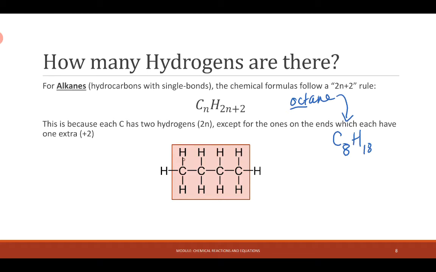This is because all of the carbons have 2 hydrogens bonded to them, except for the ones on the end, which have an extra. And so each of these carbons gives a +1, making it +2 in the end.